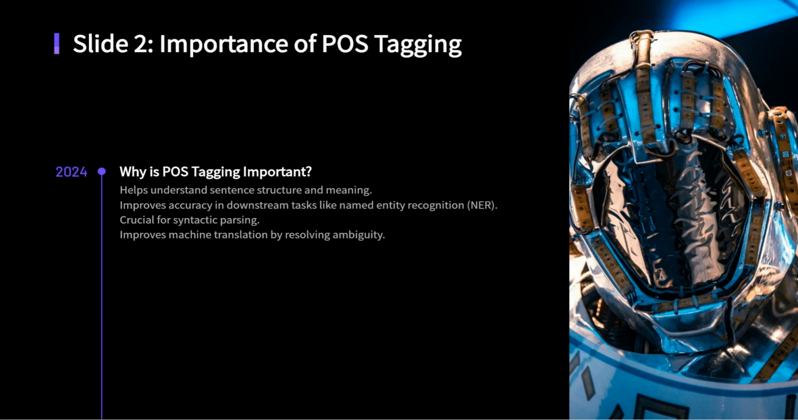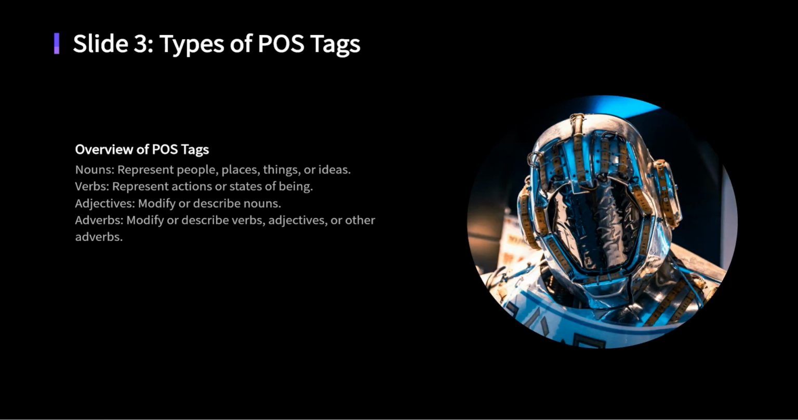Additionally, POS tagging is an important step in syntactic parsing, where the sentence's grammatical structure is analyzed, enabling deeper linguistic understanding. In machine translation, POS tagging helps resolve ambiguities, such as distinguishing between homonyms, which is crucial for accurate translation. POS tags represent the grammatical roles of words.